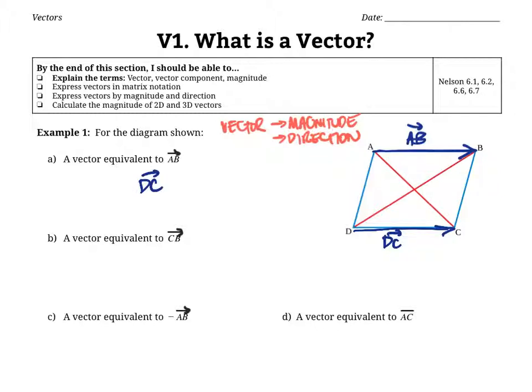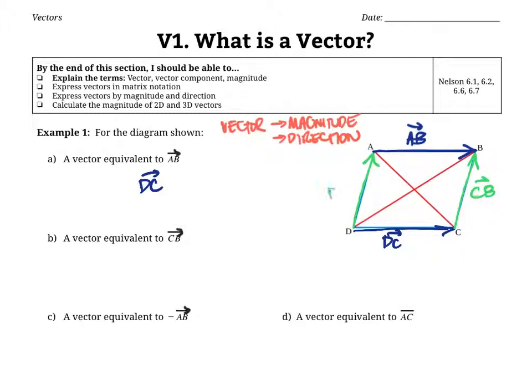What would be an equivalent to CB? Let's do that in a different color. So CB is the vector that starts at C and goes to B. So this would be CB. Notice when I do the arrow, sometimes I just do a little half arrow like that just to make it quicker to do. So what's another vector that would have the same magnitude and direction as CB? And the answer is DA, right? This would be the same vector.